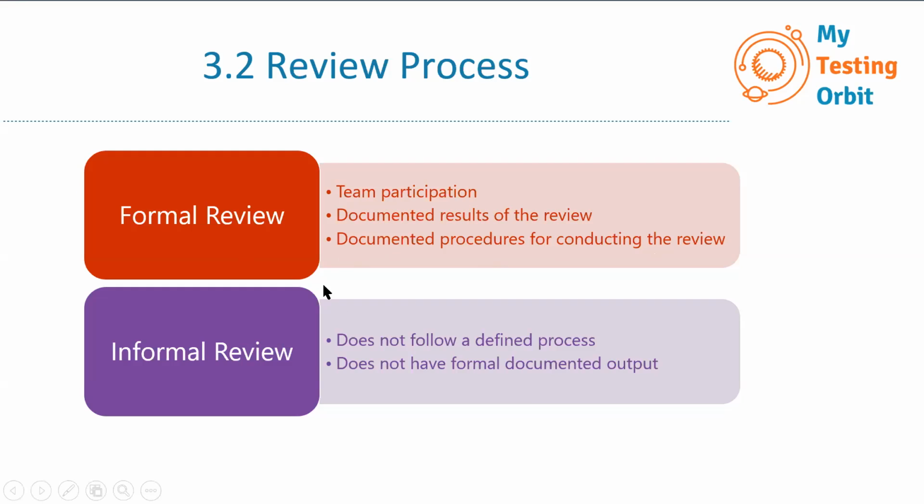On the other hand, informal review doesn't follow a defined process, and hence it's known as informal, and it doesn't have a formal documented output. Agile iterative model is a very good example of informal review, because requirements keep on changing so frequently that we don't have a defined process, and we can't document all the requirements up front, because the requirements evolve as the system is being developed. So informal review is a technique which is mostly used for agile projects.